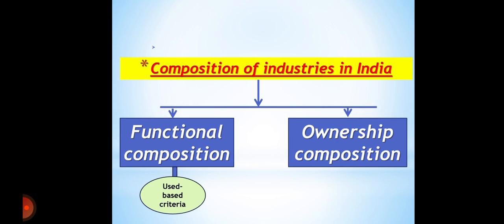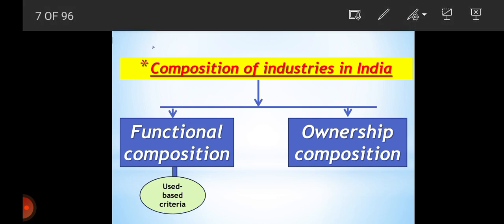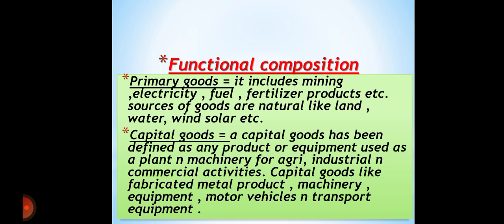Now, the composition of industry in India is in the following way. The composition of industry in our country is as follows. So the first is functional composition, and the second is called ownership composition. Functional composition is based on use-based criteria. See, functional composition means what? In which way does our industry function. So functional composition of industry is based on use-based criteria. Okay, so let's start with the functional composition.